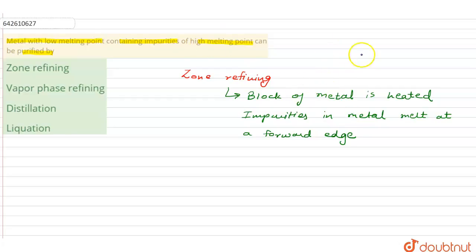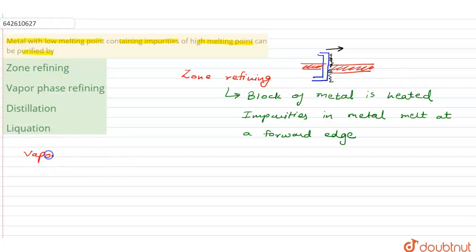If you could imagine it this way, you have a particular heater which will be rolled onto a whole block of a metal. So there would be a thin block of metal, which I have shaded over here with this red color, and the impurities would be gathering around the heater. As the heater proceeds in the forward direction, so would the impurities, and at the end of it the whole block of the metal will be purified. So that is what zone refining is all about.